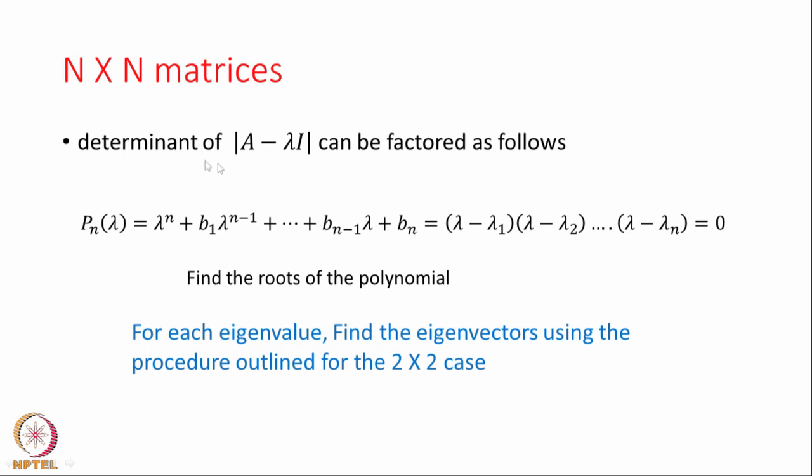So, before I go to that, when I have an n by n matrix, the determinant of that n by n matrix, that is the determinant of A minus lambda I, can be written as a polynomial of the nth power of lambda, because when I expand A minus lambda I and A is an n by n matrix, the nth power of lambda will occur. So, I have written that determinant now as a polynomial: lambda to the n, b1 lambda to the n minus 1, all the way up to bn.